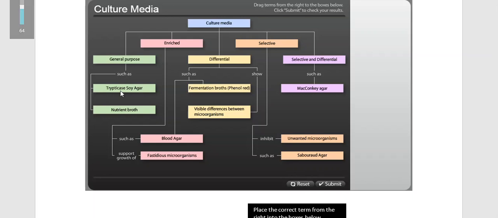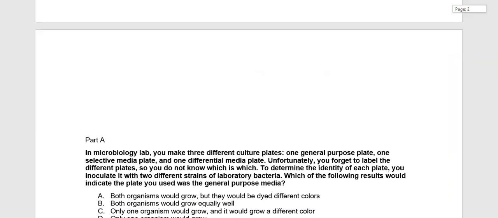And then we also have nutrient broth as a great example of that. For my class, almost all of our cultures come in just regular good old fashioned nutrient broth, or they're on some sort of agar plate. All right, so let's continue and move on down here.